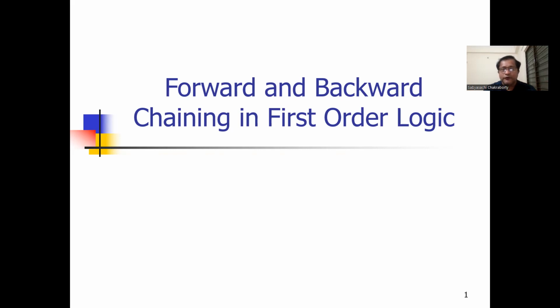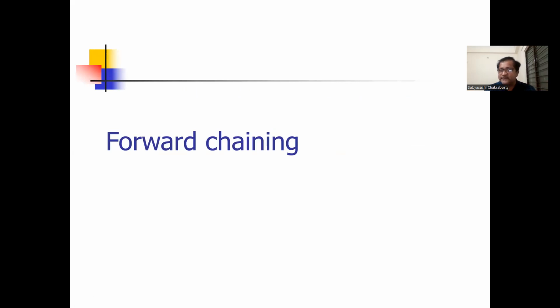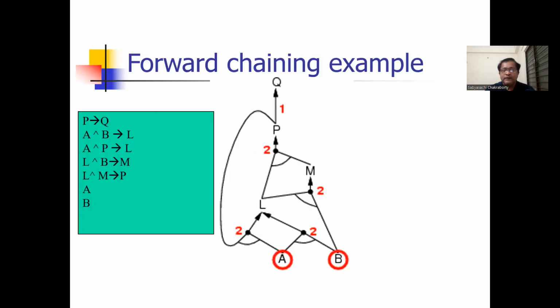Now, starting the discussion with a very simple example of forward chaining, let's consider a simple knowledge base that is indicated on the left side of the page. P implies Q, A intersection B implies L, A intersection P also implies L, L intersection B implies M, L intersection M implies P, and we have A and B, two variables there, considered to be true.